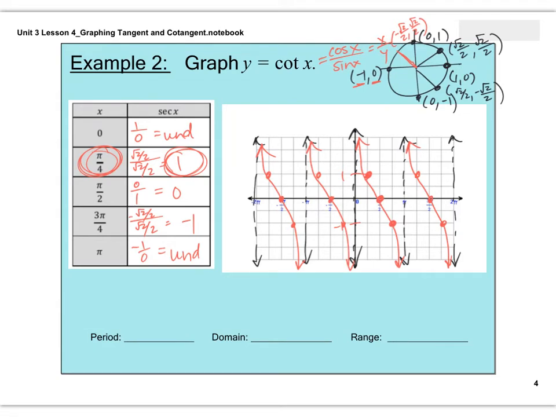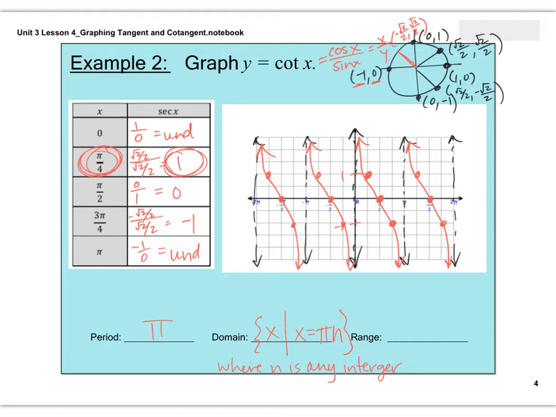So then what's the period? How often does it repeat? Well, it repeats between 0 and pi, so the period is pi. The domain, how far left and right does it go? Well, it goes kind of forever. So it's x such that x cannot equal wherever the vertical asymptotes are. Where are the vertical asymptotes? Well, the first one's at 0, and then we add intervals of pi, 2 pi. So it's basically pi times n, where n is any integer, any multiple of pi.